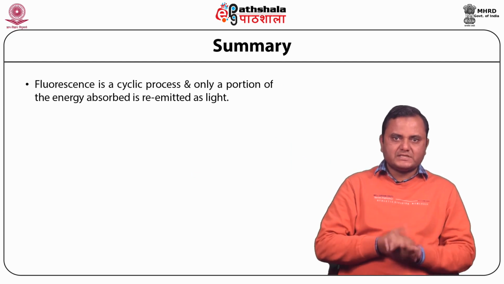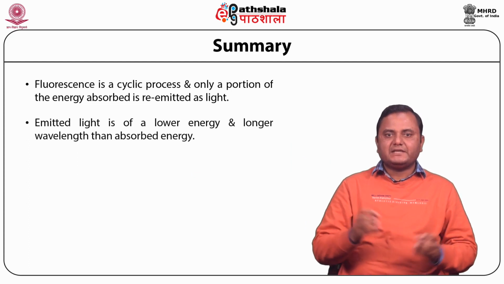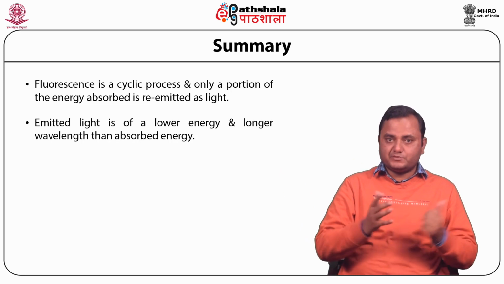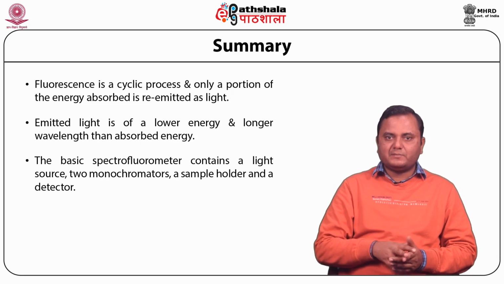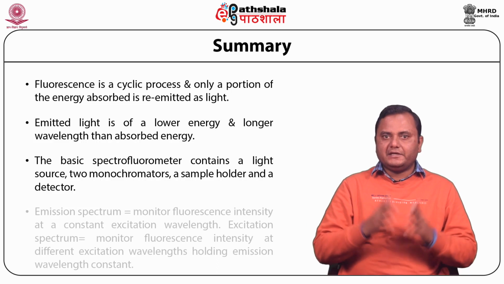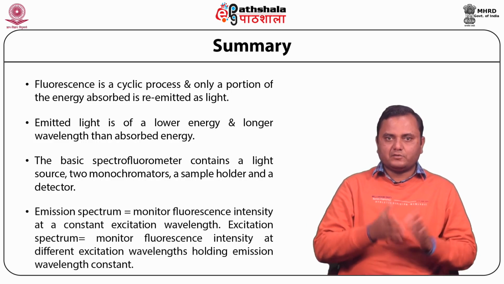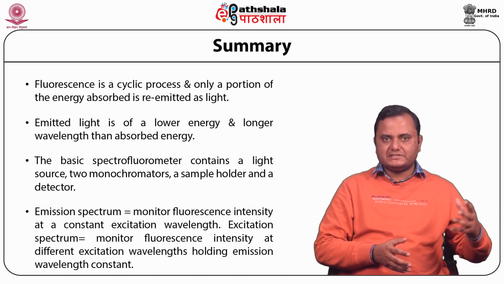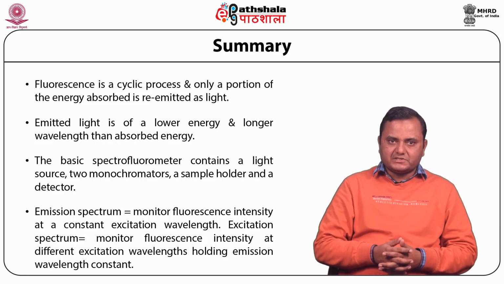So students, let's now summarize what we have learned in this module. Fluorescence is a cyclic process and only a portion of the energy is absorbed and re-emitted as light. Emitted light is of lower energy and longer wavelength than the absorbed energy. The basic spectrophotometer contains a light source, two monochromators, a sample holder, and a detector. An emission spectrum monitors the fluorescent intensity at a constant excitation wavelength, and an excitation spectrum monitors fluorescent intensity at different excitation wavelengths, holding the emission wavelength constant.